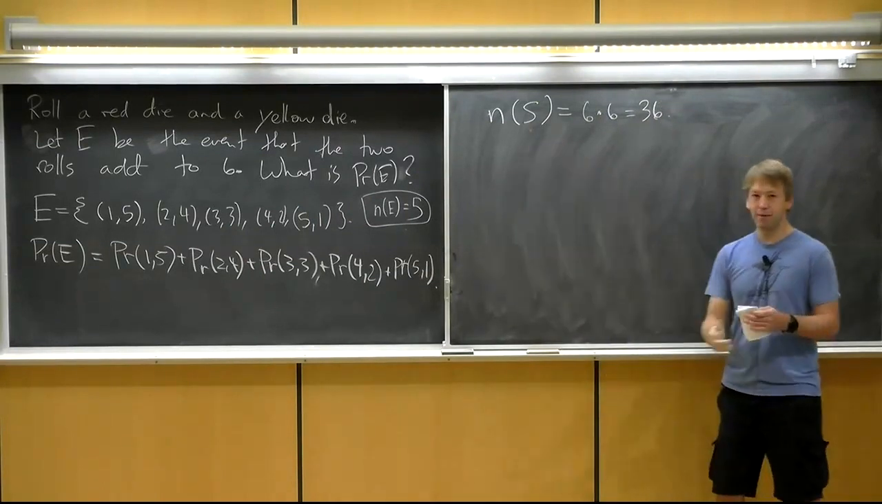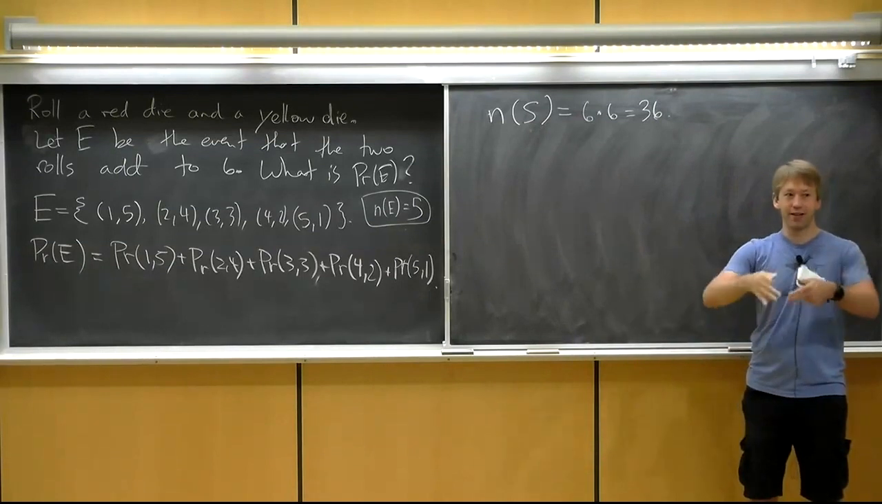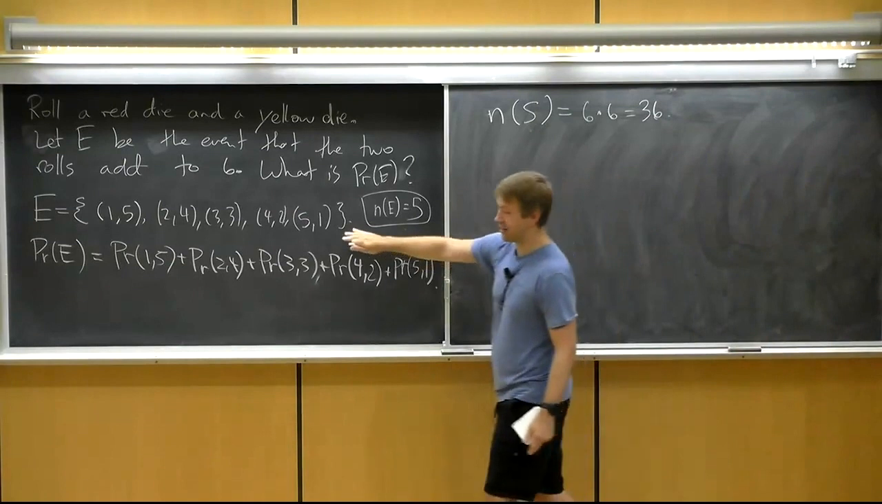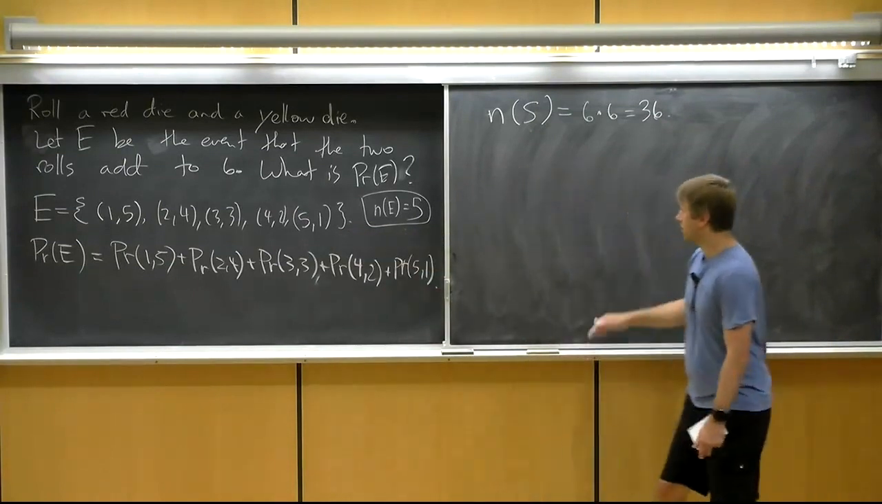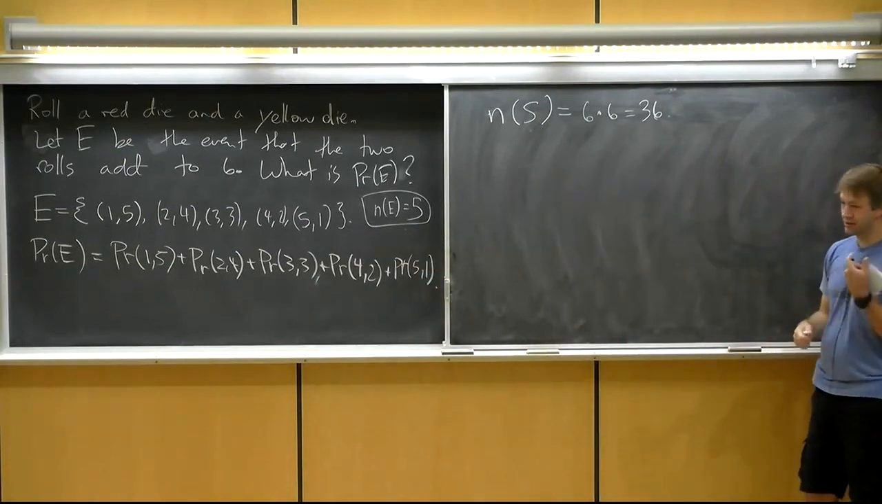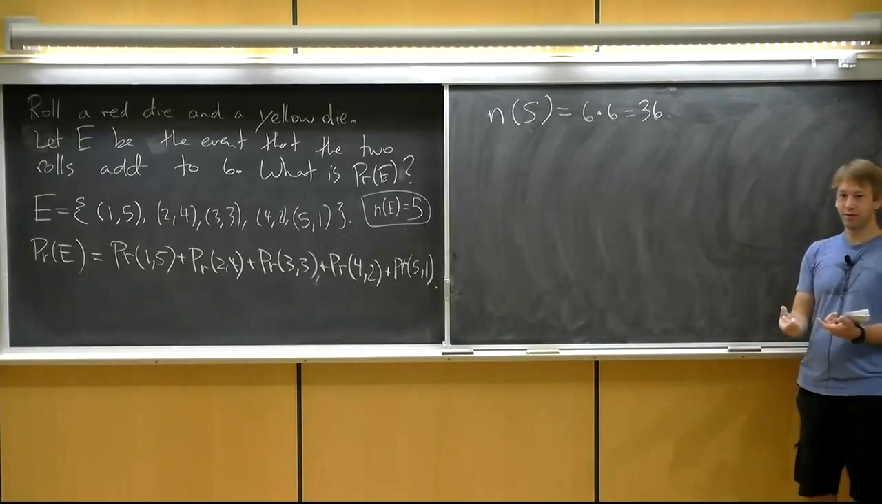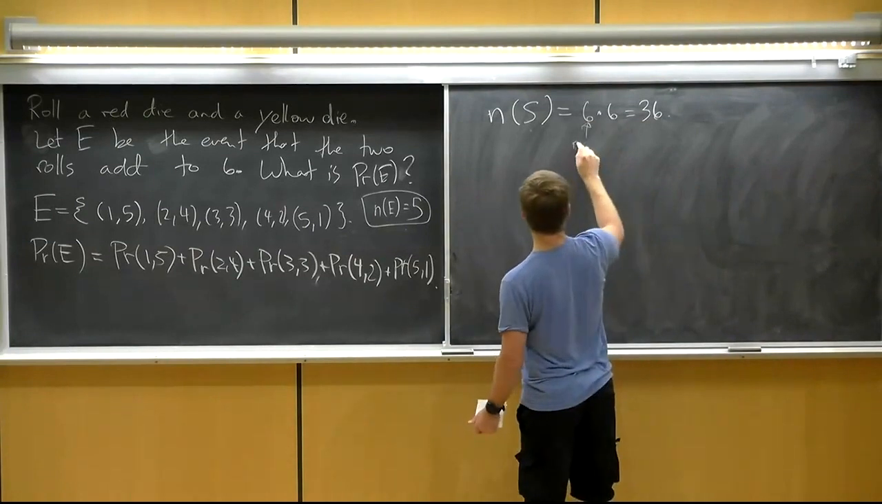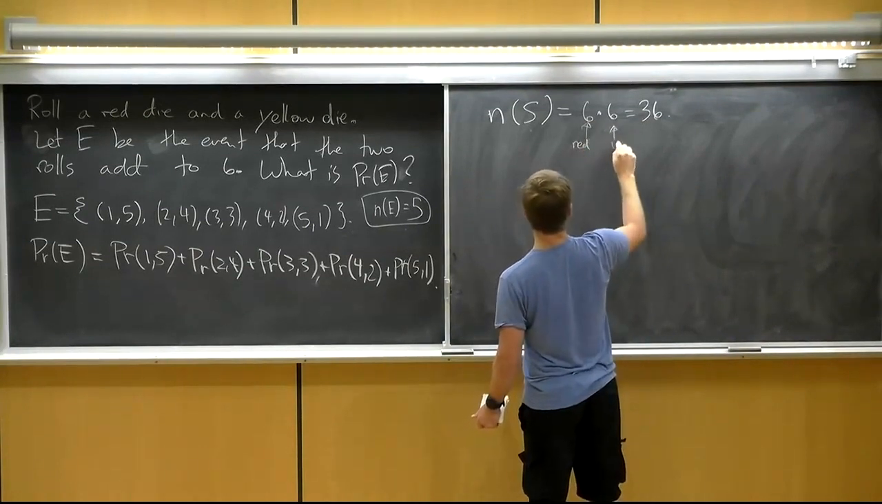So the sample space is not the event, right? The sample space is all the possibilities, and the event is a subset of the possibilities. So the sample space is size 36 because there are 6 choices for the red one and 6 choices for the yellow one.